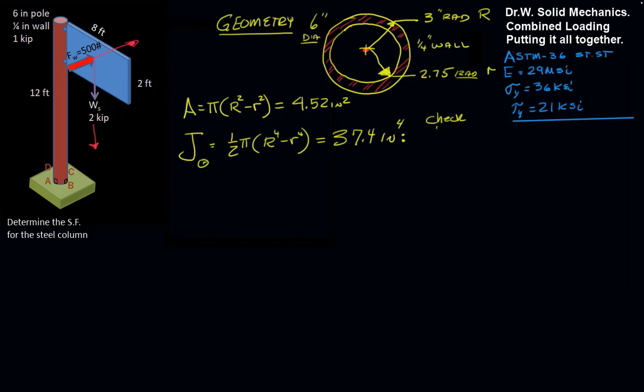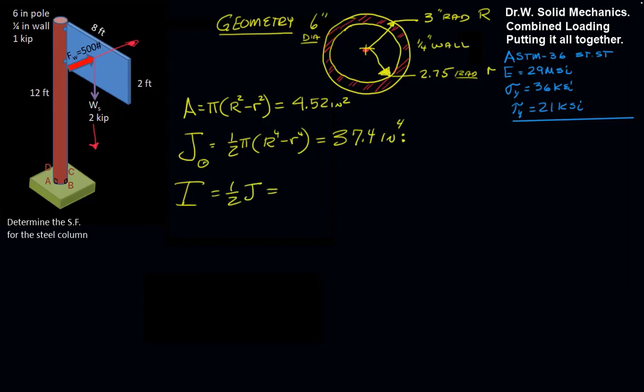Interestingly, we can check that with our equation for thin-walled pipes, where we use R average, 2.875, and we'll get 37.33. So it's close, and it's your call whether you want to use the other value or not. The I for this will be 1/2 of J, and that'll work out to be 18.7 inches to the fourth. And we need the Q as well. We might as well compute everything. Now the Q will be the largest along the neutral axis, which will be the axis right here if we cut this tube in half.